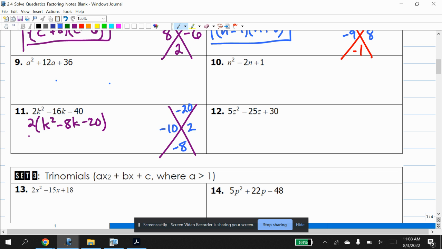Now, what's the factored form of that? You got k minus 10. You got the k plus 2. But that GCF is part of it as well. It has to be in the front there to be the fully factored form. All right, so be careful of that. Don't drop the GCF if you pull one out of the problem. Don't just drop it. Have it there for your factored form.